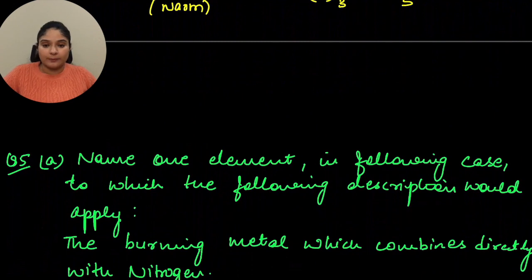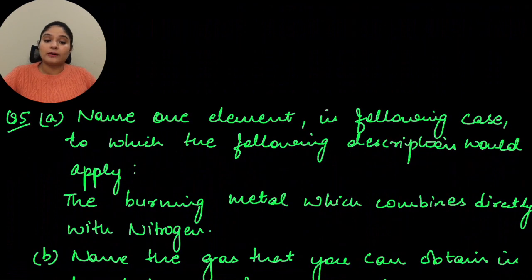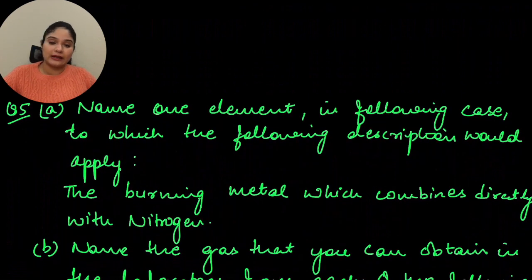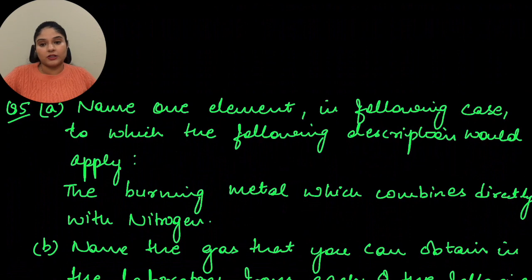Question 5a part. Name one element in following case to which the following description would apply. So the first part is the burning metal which combines directly with nitrogen. So you have multiple answers here. You can use any one of them. So when we are talking about a burning metal which combines directly with nitrogen, you can have magnesium, calcium or aluminium. All three are perfect answers. You can use any one of them.